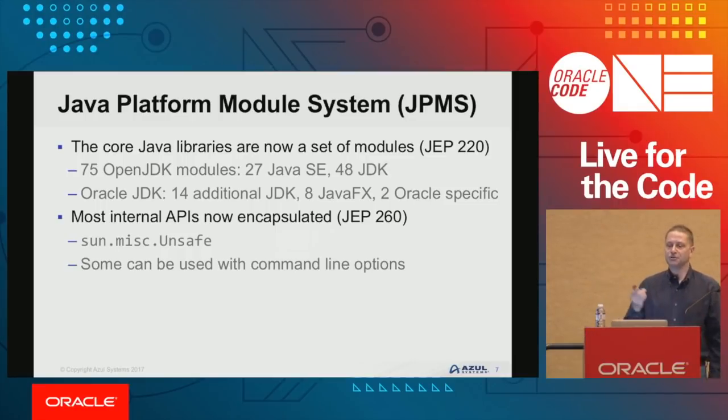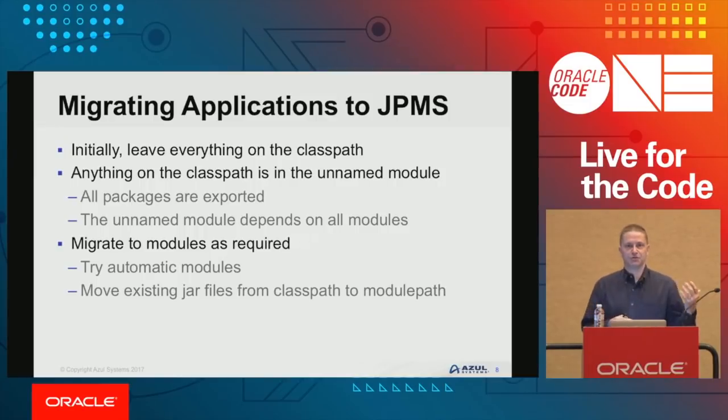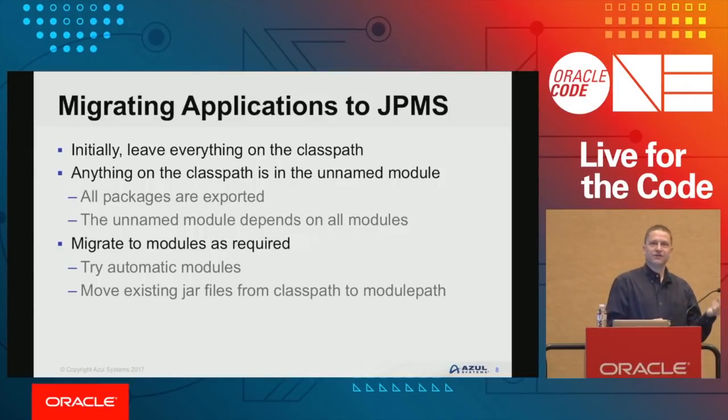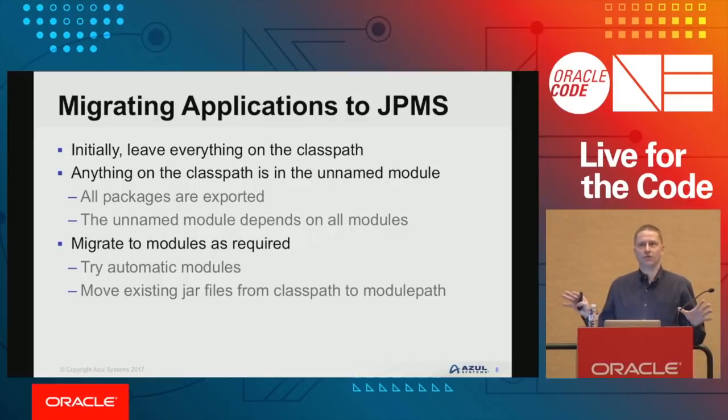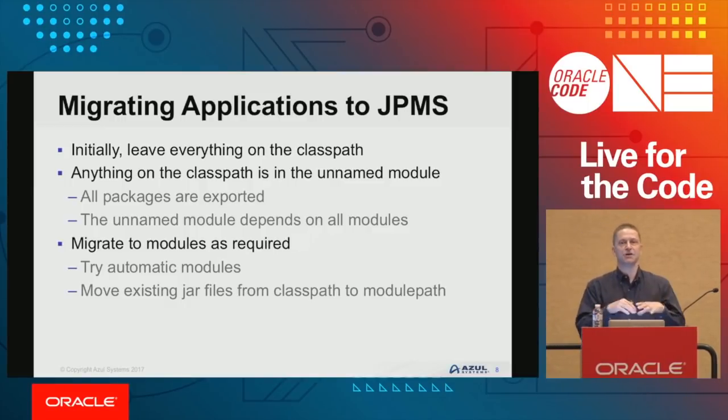So there are command line options, which we'll talk about in a moment, which allow you to turn back on access to these things. So how do we migrate our applications to the module system? Well, the first thing you can do is simply ignore the module system, which is really nice because you can say, okay, the module system is there, we've divided up the JDK into modules, and I don't care about that. So I'm going to leave everything on the class path, and that will still, in theory, work.